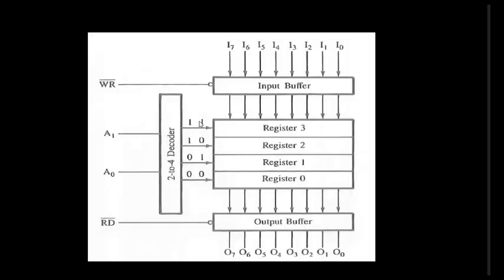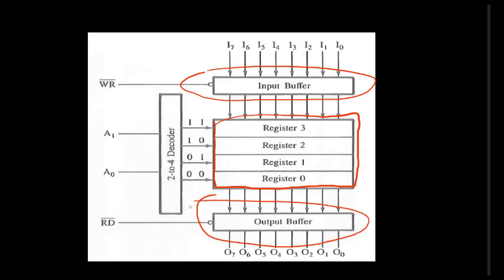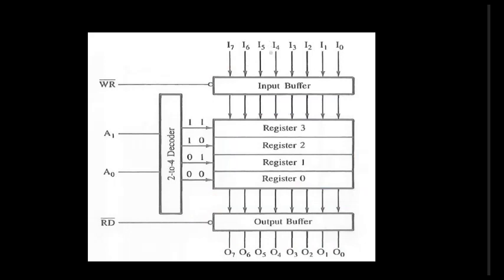So we started with a single 1-bit register, a 1-bit memory cell. Then we extended that idea to a 4-bit register. Now here we have 4 registers, so we can say this is a memory chip. This memory chip has 4 registers, and each register is 8 bits. So this is the interfacing we have. This is the memory chip, which I'm marking. This input buffer enables the write operation, and this output buffer enables the read operation. Because it is an 8-bit register, we have 8 inputs and 8 outputs.